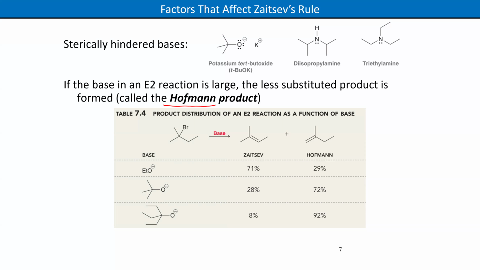So here's our example, same molecule we saw before. If you use ethoxide as your base, ethoxide is a strong base, it's not sterically hindered because it just has an ethyl attached to an O. We see mostly the Zaitsev product. The most substituted product gets formed. If we start making the stuff attached to that base bigger, we flip those ratios. That's just because this big t-butyl group gets in the way so that this oxide cannot get in there as well.